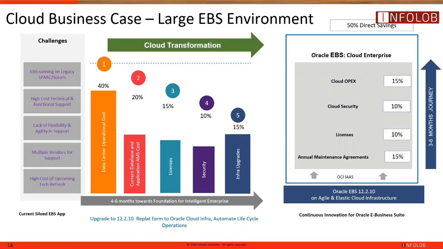Then the current AMS will be 20%, licenses 15%, security 10%, and infra upgrade costs you 15%. So if you transform this cost to the cloud OpEx, you will directly have a 50% saving. You're not going to spend on these buckets, so this will go into fewer buckets in the cloud. Your CapEx will be converted into OpEx. You will have a 15% savings in the cloud OpEx.